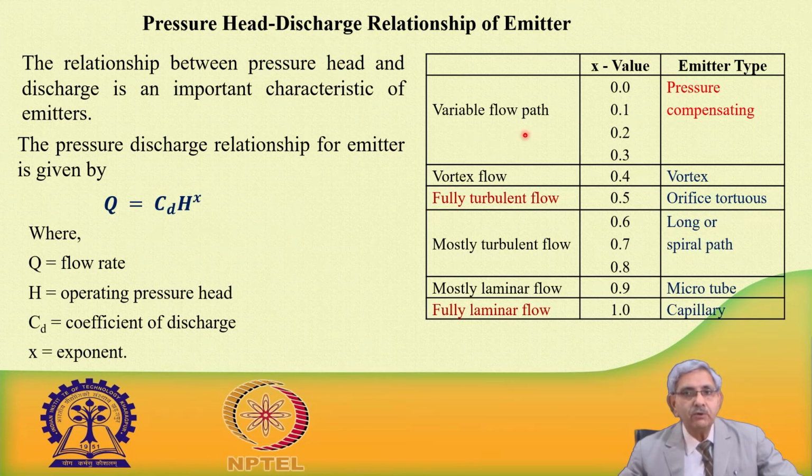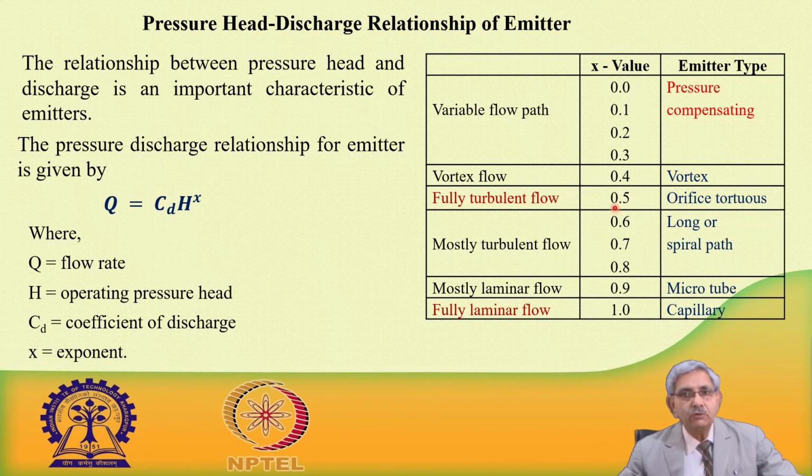For a variable flow path emitter, the range of x is from 0.0 to 0.3. Such emission devices are considered pressure compensating drippers, meaning when x equals 0, we can say Q equals C d. So, irrespective of any change in the pressure, Q will remain constant. For vortex flow, x equals 0.4.